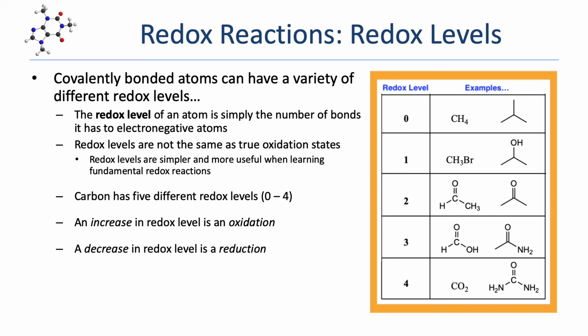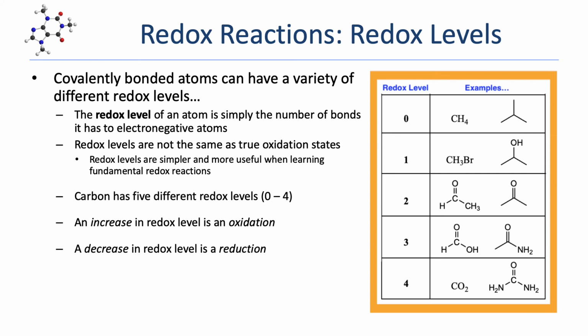So here in this table, I have examples of organic compounds where we can see carbon in the five different redox levels. Carbon in the zero redox level is typically a carbon that's bonded to other carbons and hydrogens. In other words, it has no bonds to electronegative atoms. Things like alkane carbons. Carbon in the first oxidation state is going to have one bond to an electronegative element. So things like simple alkyl halides, where you have a carbon to halogen bond, and alcohols, where you have a carbon oxygen bond. Those would be carbon in the first redox level.